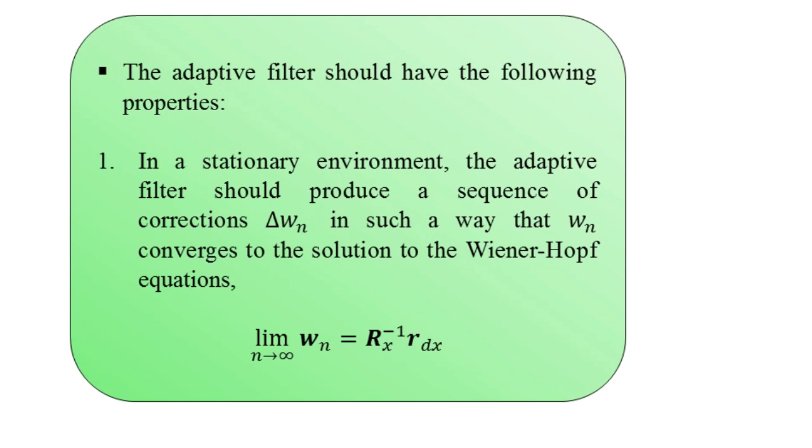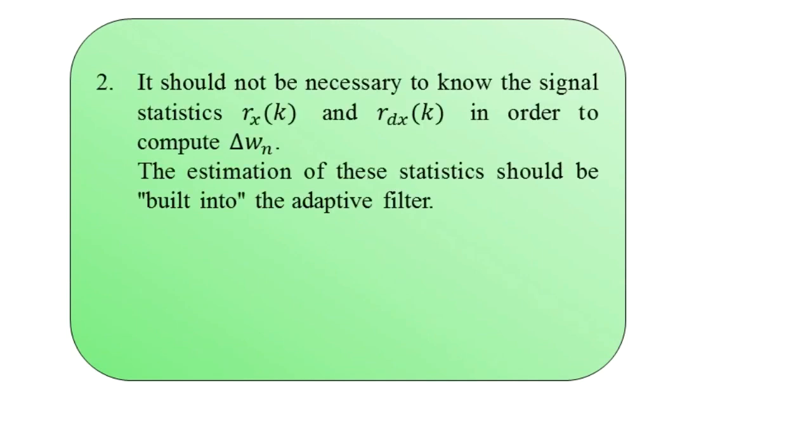The second point is that it should not be necessary to have knowledge of the signal statistics, that is the autocorrelation Rx of k and the cross correlation R suffix dx of k, in order to compute the correction delta w suffix n, and the estimate of these statistics should be built into the adaptive filter. And the third point is that for non-stationary signals, the filter should be able to adapt to the changing statistics and track the solution as it evolves in time.